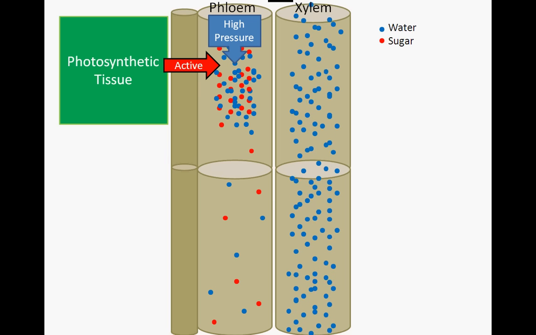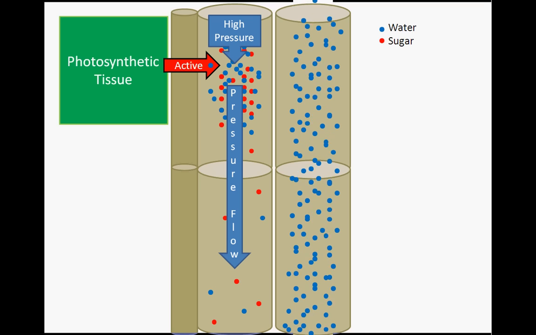The diffusion of water into the phloem creates an area of high pressure in the region surrounding a sugar source. As a result, fluid within the phloem is driven away from the sugar source.